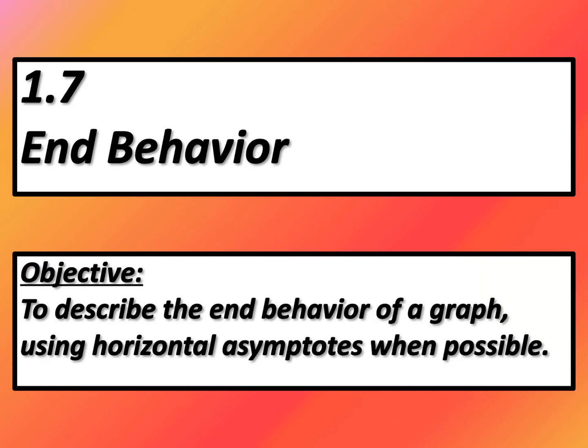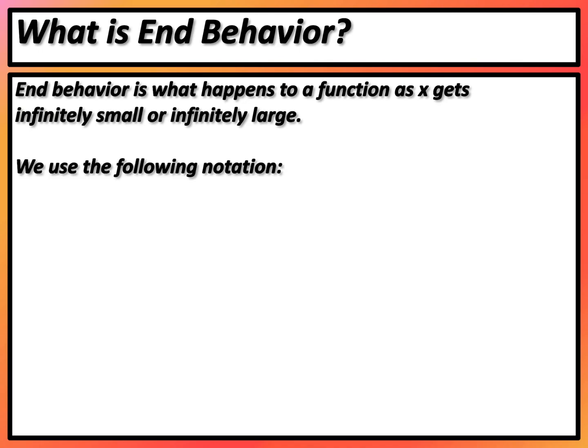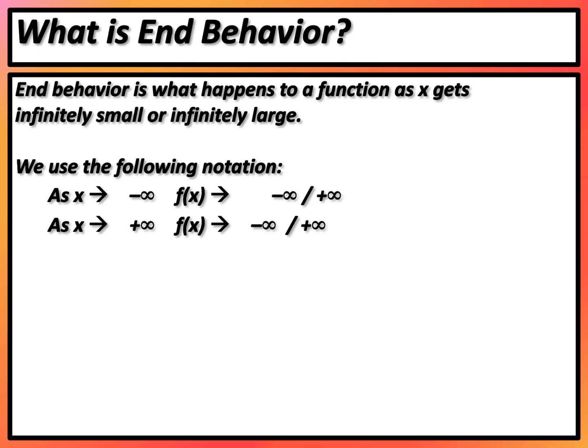Today we're going to be talking about end behavior, which is probably somewhat of a review from Algebra 2, but now we're going to incorporate our knowledge of asymptotes. So we know that as a function gets infinitely smaller or infinitely larger, we can say that it approaches an infinity value. Okay, so we're looking at the ends.